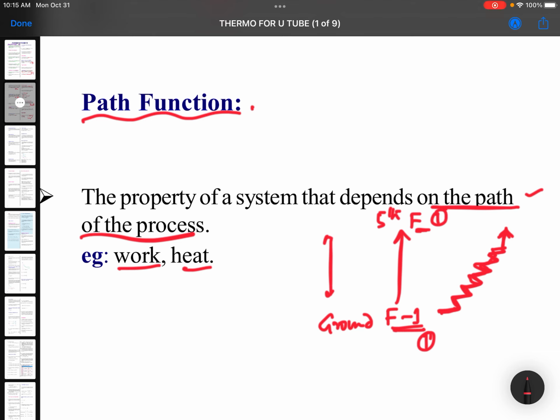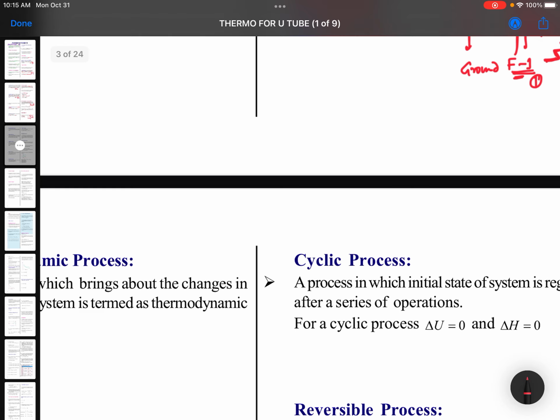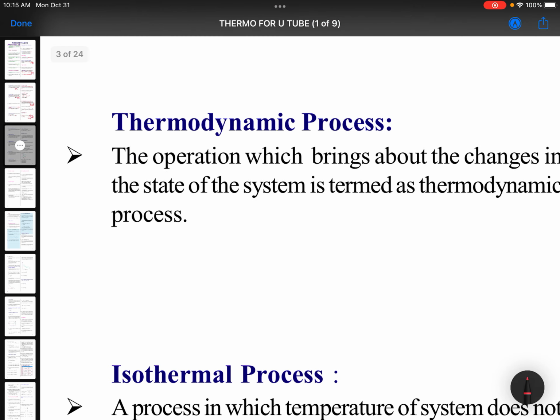A path function means it depends on the path. Remember this example, whether you use the lift or the steps. In both cases you come from the 1st floor to the 5th floor, but when you come through steps, you work more. So work is a path function. Work depends on the path.